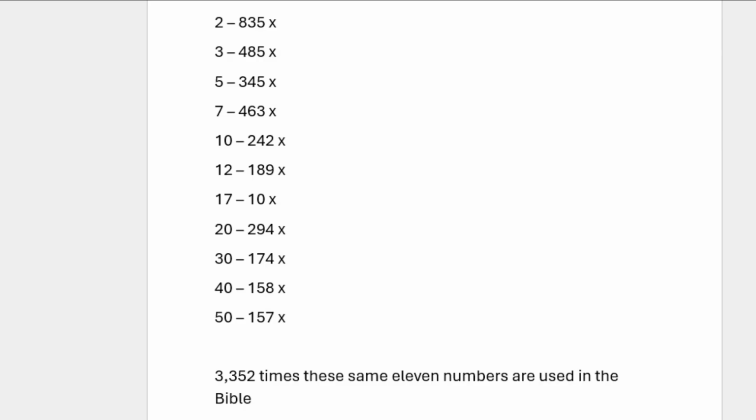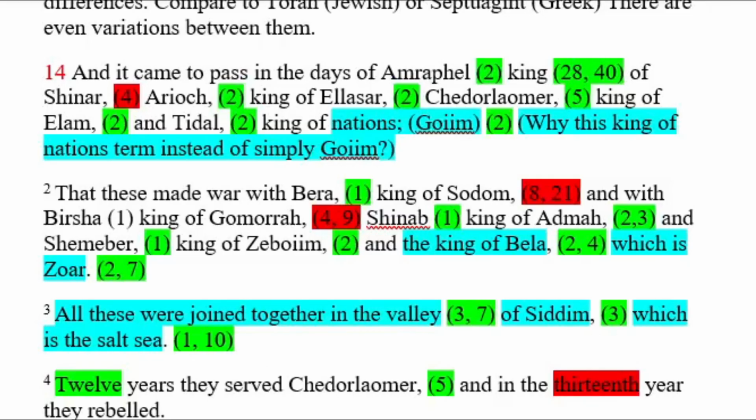It's just a bit of a sidebar. This isn't all the numbers, but a good collection of them. 2, 3, 5, 7, 10, 12, 17, 20, 30, 40, 50. Those 11 numbers are used 3,352 times. Those 11 numbers are repeated, which to me, when you read through, you just see things. It's an inordinate amount. They're not random sounding. They don't sound right. They sound patterned.